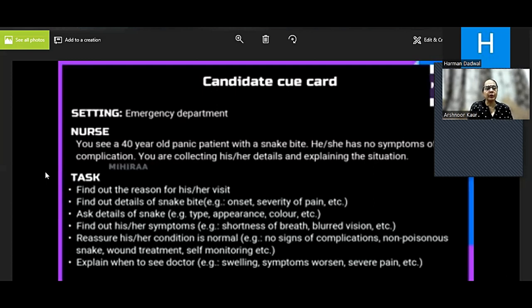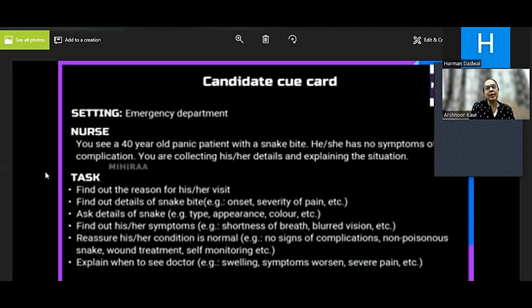Then, non-poisonous snake wound treatment and self-monitoring. You have already examined the wound, and apart from the site, a bit of redness it could be, or only the signs of the teeth of the snake are there. There is nothing else. You can clean the wound. You can say, let me clean the wound. Then you should tell the patient, Lisa, as it seems to be a non-poisonous case, you just have to be relaxed. And as I'm going to clean the wound, there is no need of dressing on the wound.